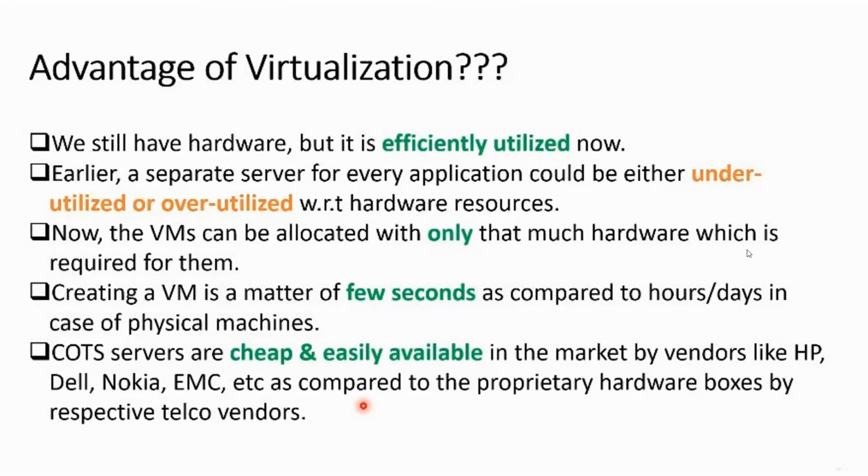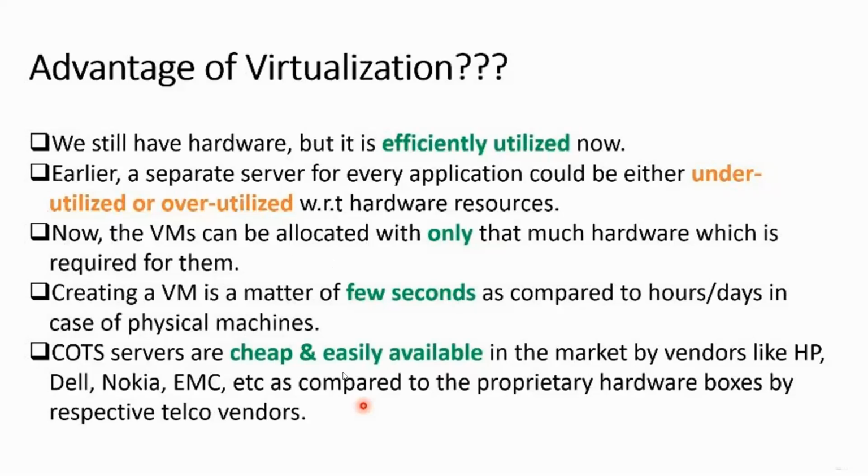The VMs can be allocated only that much hardware which is required for them. So it is possible for us to manipulate, permute, and combine compute and storage in such a way that we allocate the right amount of resources to specific VMs where there is heavy load, based on the load and the requirement that can be observed. That's what that is saying, guys. Creating a VM is a matter of a few seconds. It is much simpler and easier to create a VM than to provision a complete server on a need basis.